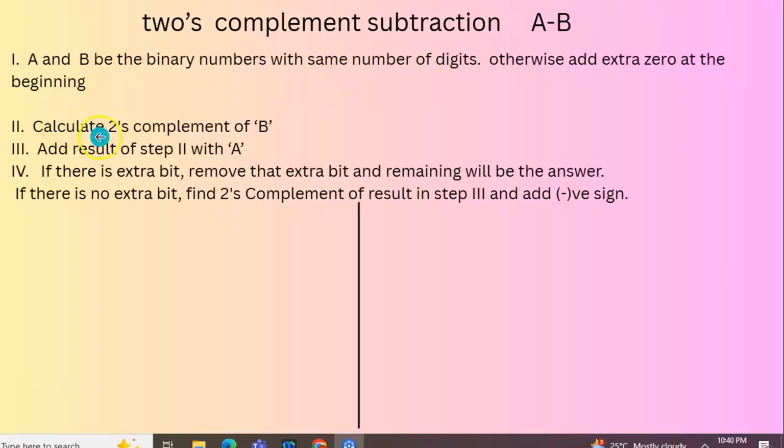Next step, calculate the 2's complement of B. Third step, add the result of step 2 with A. If there is an extra bit, remove that extra bit, and the remaining will be the answer. If there is no extra bit, find the 2's complement of the result in step 3 and add a negative sign. So this is the procedure for 2's complement subtraction.